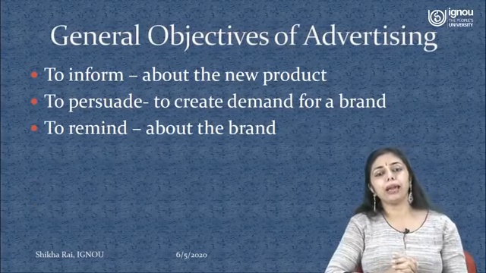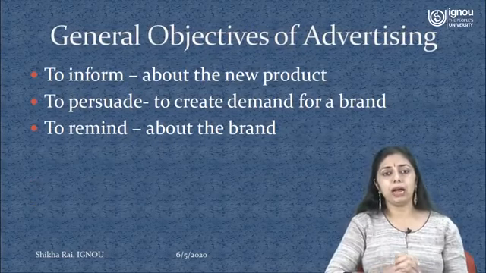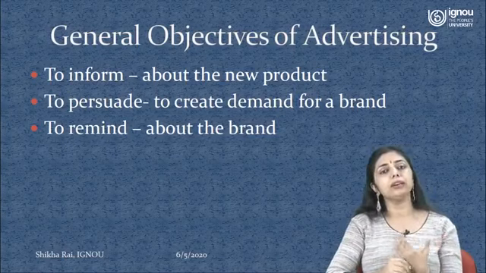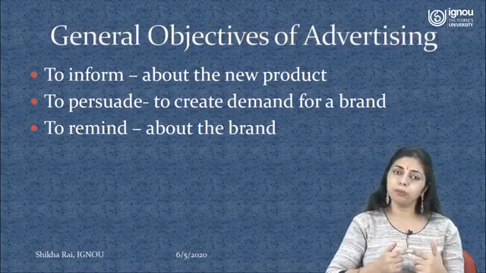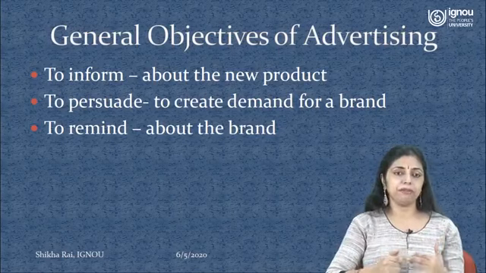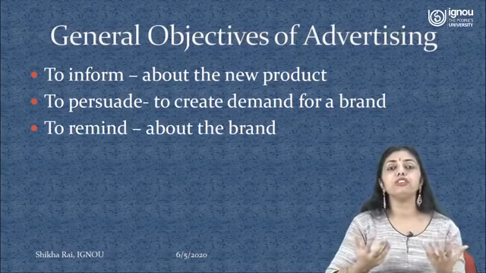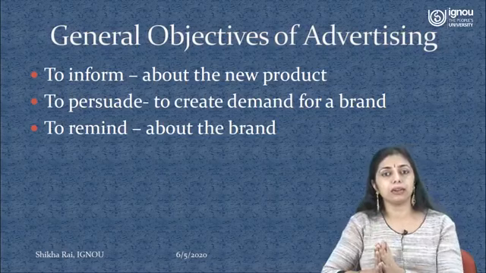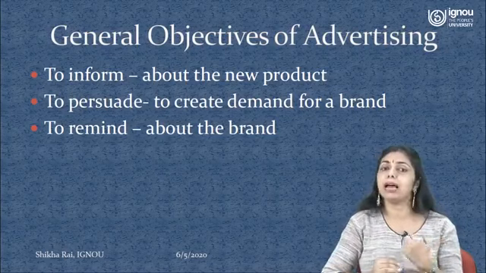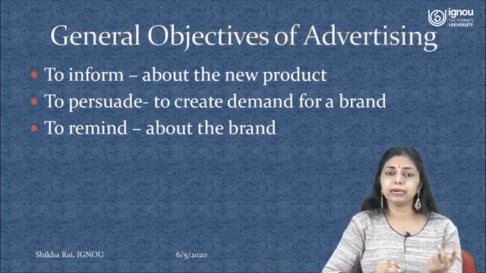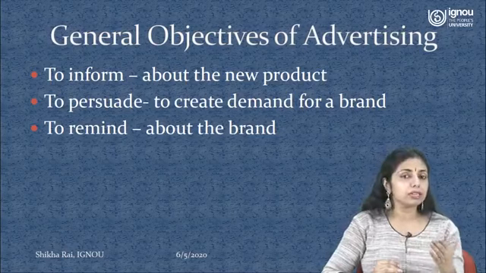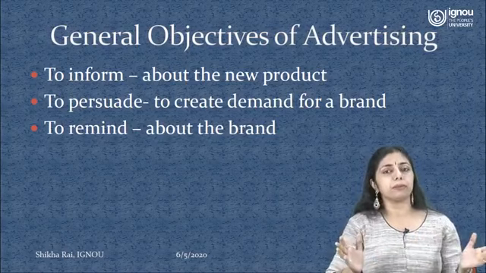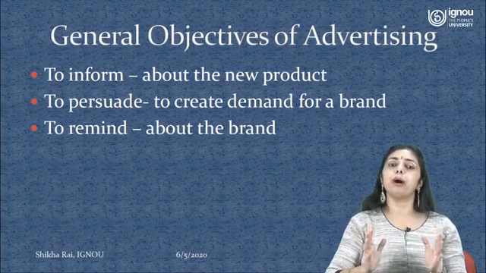Now let us look at what the objectives of advertising are. I have broken them up into general and specific objectives. When I talk about the general objectives, it is basically to inform, to persuade, and to remind. When I say to inform, the information is of a new product. You're going to buy an air conditioner, you should know what all varieties are available. Is there a new entrant in the market? Has it been doing better in the market than the others? Why or why not? What is the technology like? What is the pricing like? What is the power consumption? So many different aspects that you look into. So it informs you about a new product.